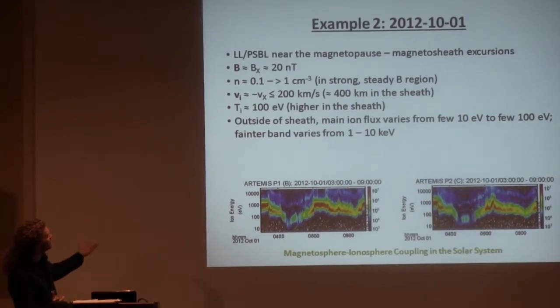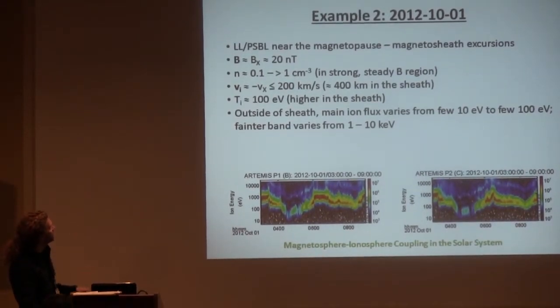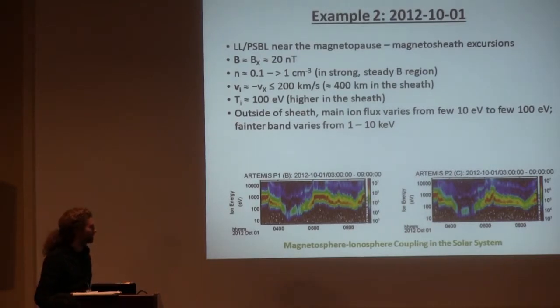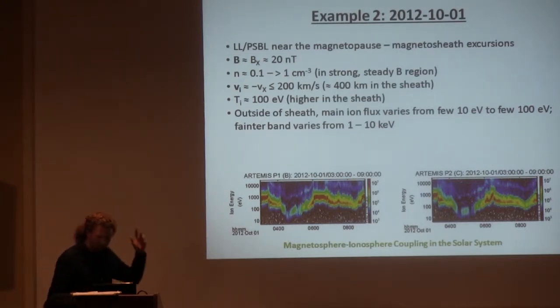And again, the magnetic field's in the x direction, this time positive. We have densities on the order of 1 to 0.1 when we're in the magnetosphere, higher in the sheath. And then again, velocities are fairly low, 200, 100, 200 kilometers a second when you're in the magnetosphere. So similar to last time in general properties, but it looks a little cleaner.